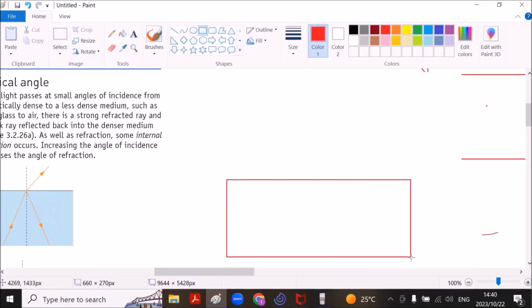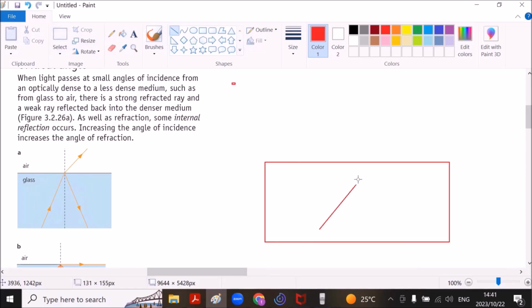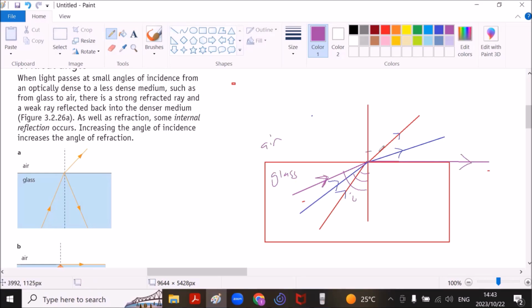So if we have our glass block and light is coming from the glass block, which is an optically denser medium, light is refracted away from the normal. If we keep increasing the angle of incidence, the angle of refraction will also become greater. If we keep increasing the angle of incidence, there will come such an angle of incidence i that the angle of refraction is 90 degrees.